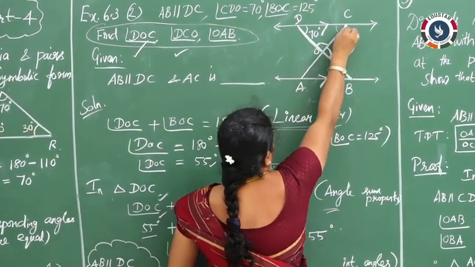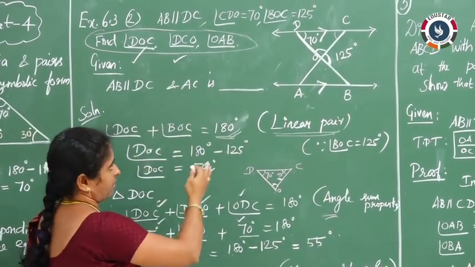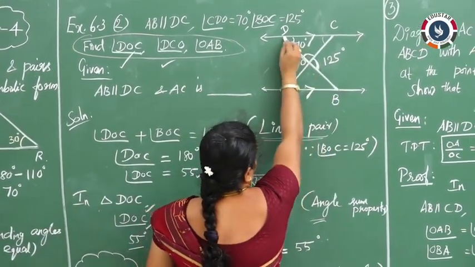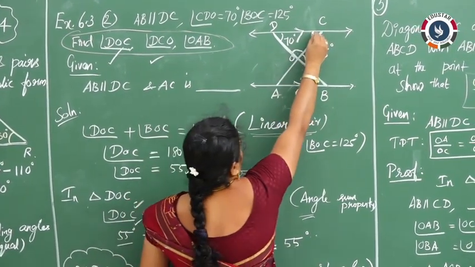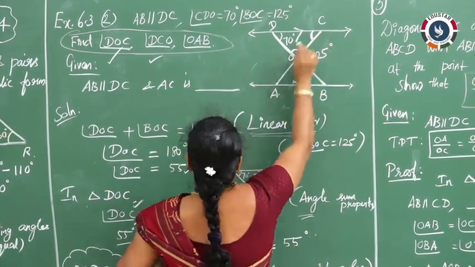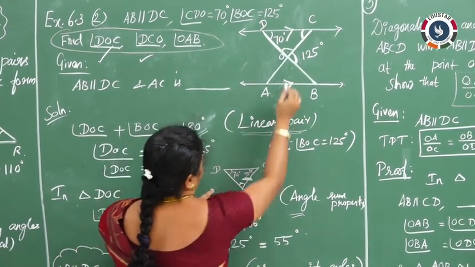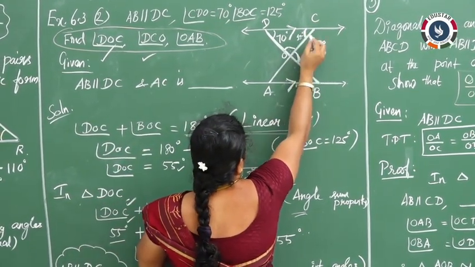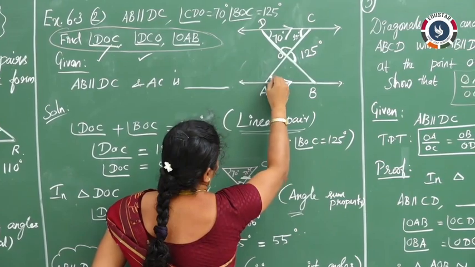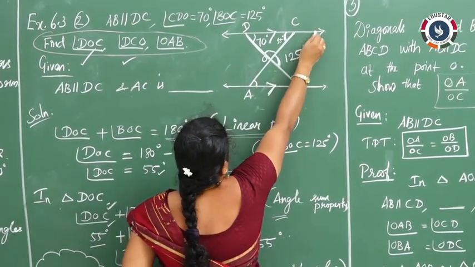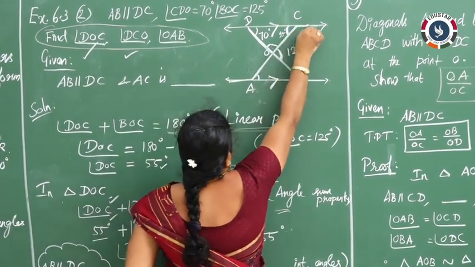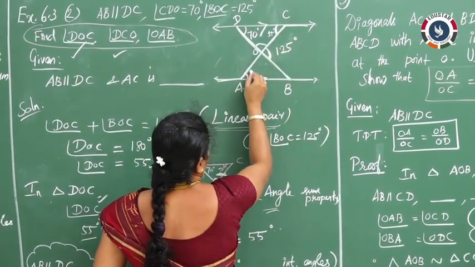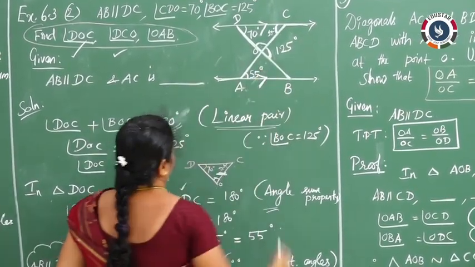And this is exactly the transversal. So AB is parallel to DC and AC is the transversal. You know what this angle we found is? It is 55 degrees. Once we know the 55 degrees, we can compare this with this. What type of angles are they? Alternate interior angles. So if this is 55 degrees, this is also 55 degrees.